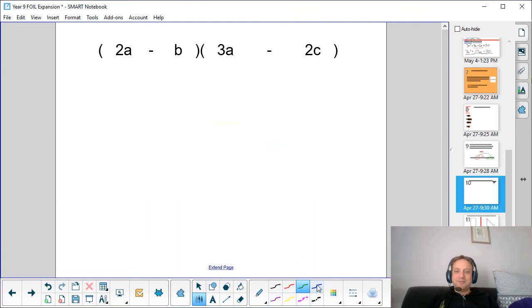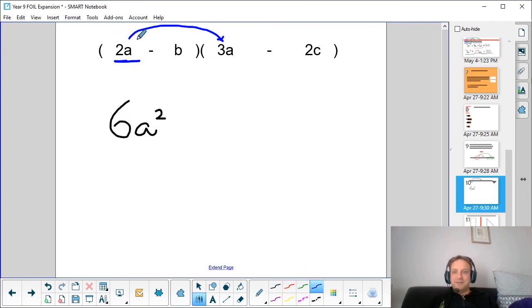So let's do this whole thing. You should be starting with the 2a, right? It's the first thing in the first bracket, so chuck the 2a across, right? We multiply 2a by 3a. These things are both positive, so that would make 6a squared. 2 times 3 is 6. A times a is a squared.